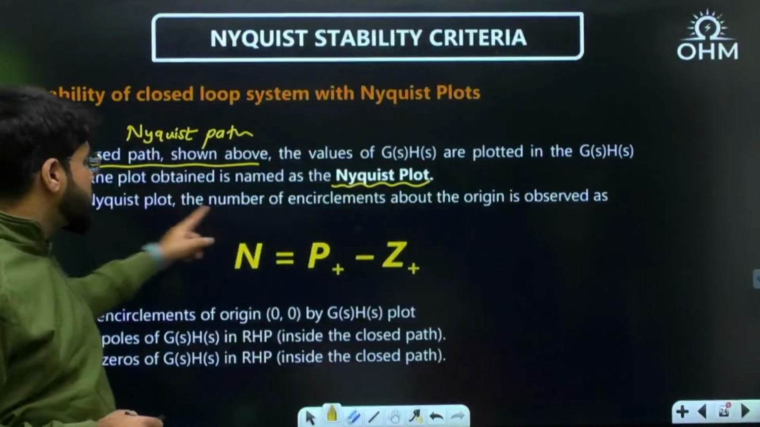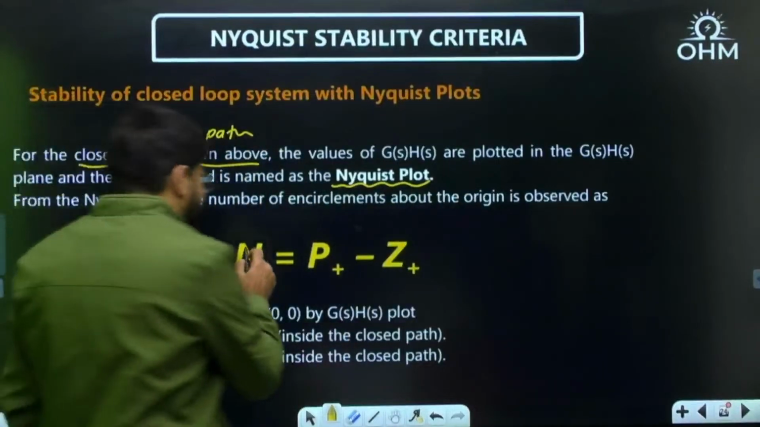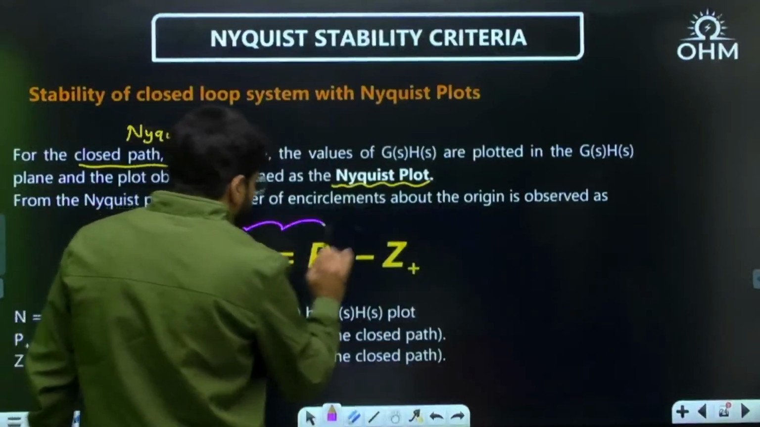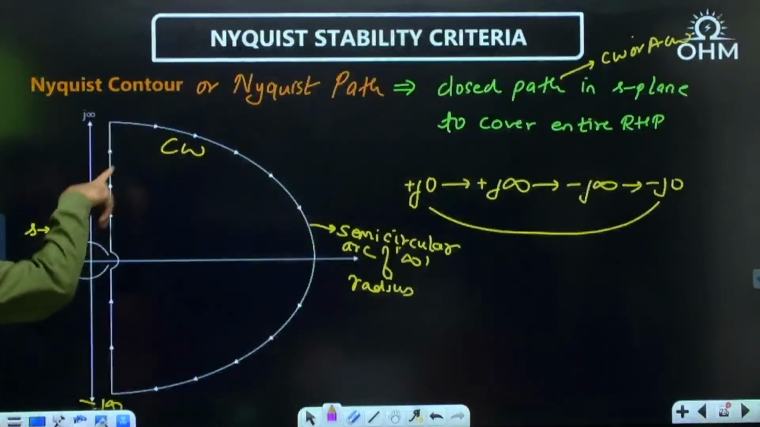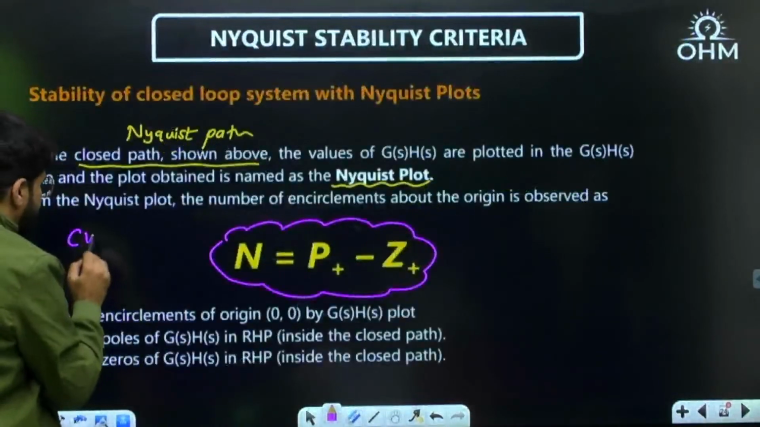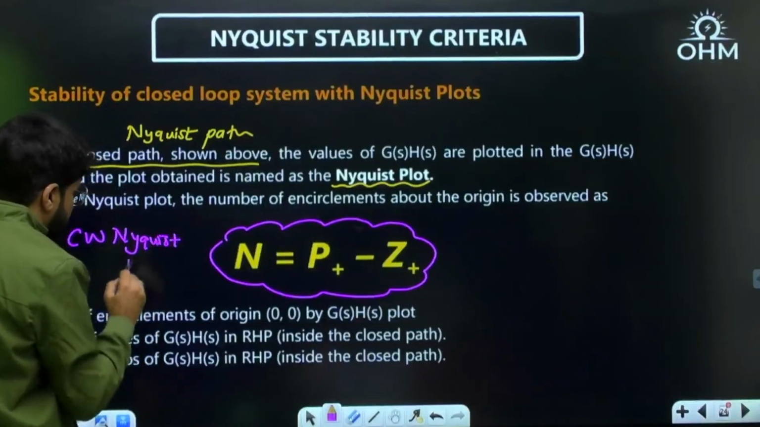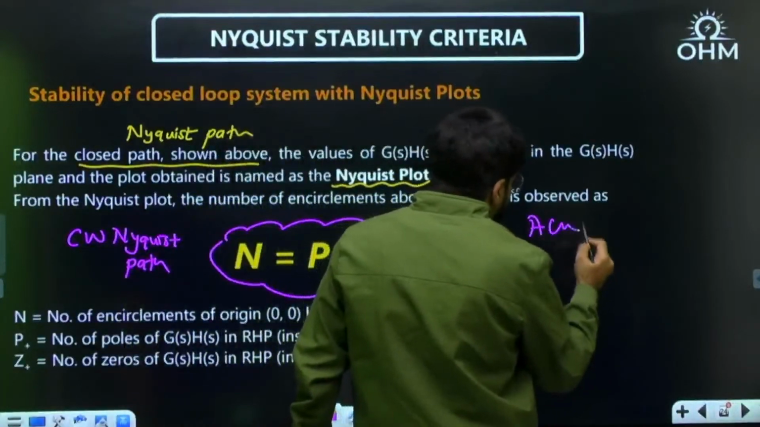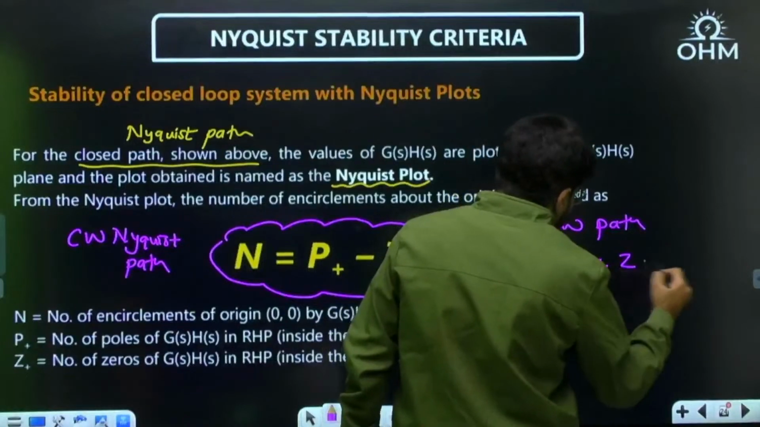From that Nyquist plot, the number of encirclements of the origin will be observed, and it is given by the formula N equal to P minus Z. Same formula N equal to P minus Z, because the Nyquist contour that I have taken right now is clockwise. This is the formula for the clockwise Nyquist path. Again, if it is an anti-clockwise Nyquist path, the formula will become Z minus P.